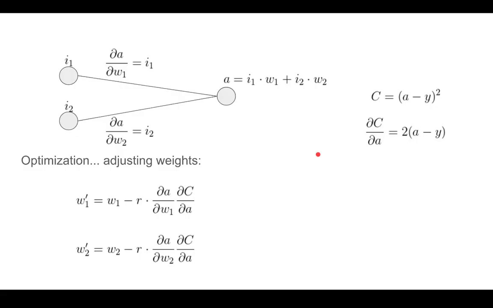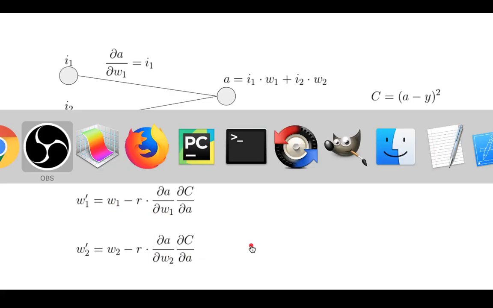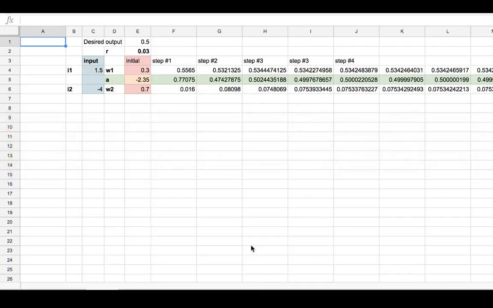All right, so how do we optimize? Well, we optimize just like in the one-dimensional or the single node case. So each of these weights, W1 and W2, will be changed or adjusted based on the same formula as before: learning rate times the rate of change of the cost function with respect to that particular variable, W1 or W2. And let's actually look at what that looks like in spreadsheets.